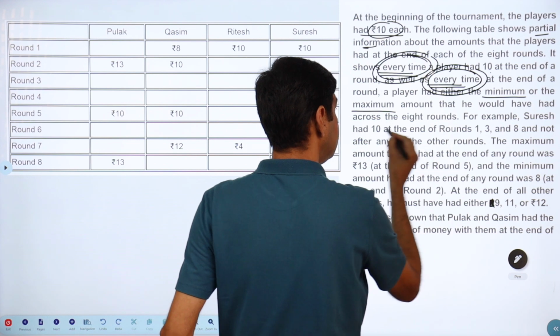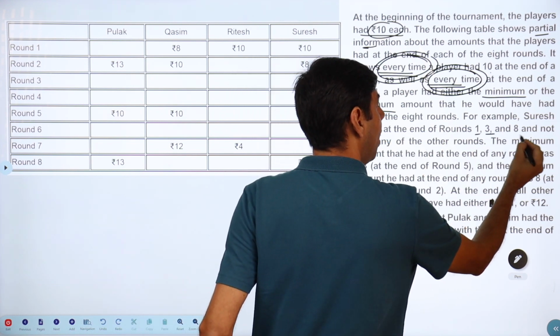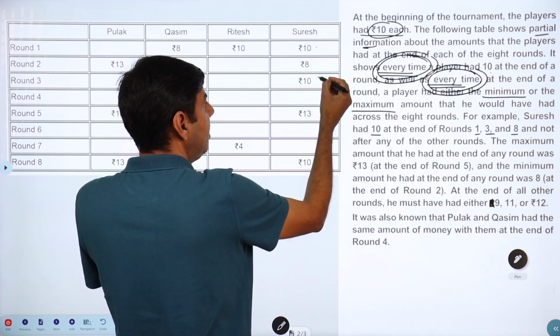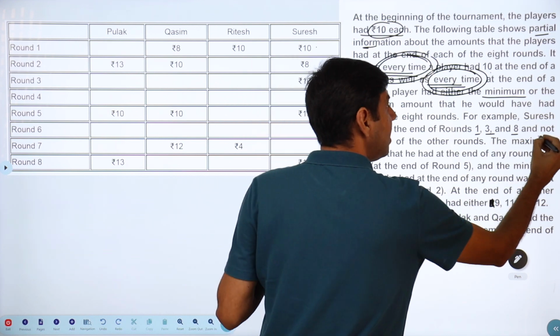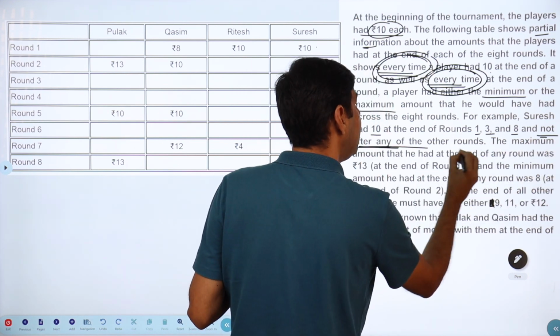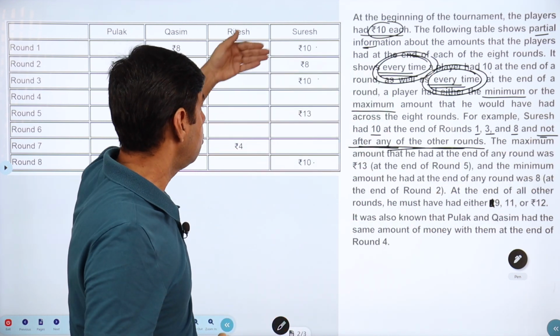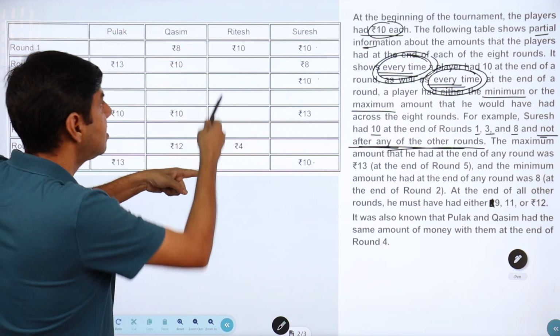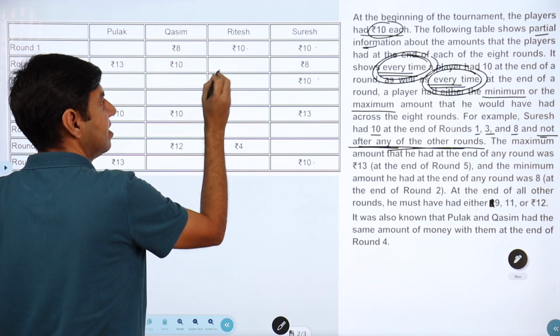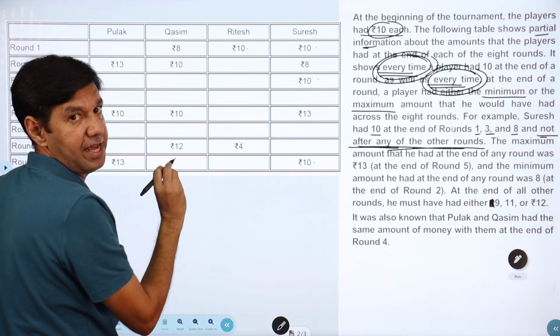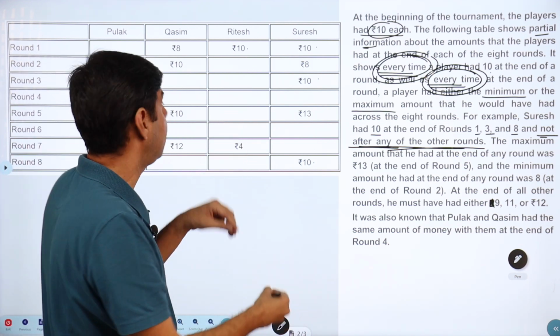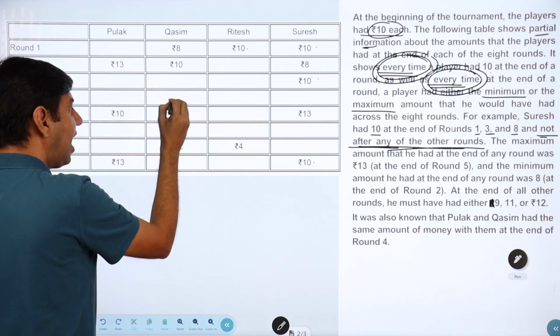For example, Suresh had 10 at the end of round 1, 3 and 8, and importantly, not after any of the other rounds. So you cannot put a 10 anywhere else. This is the only instance Ritesh has a 10. He cannot have a 10 anywhere else, right? So obviously the blanks are the ones that you need to fill in, right? So you can't fill in a 10.